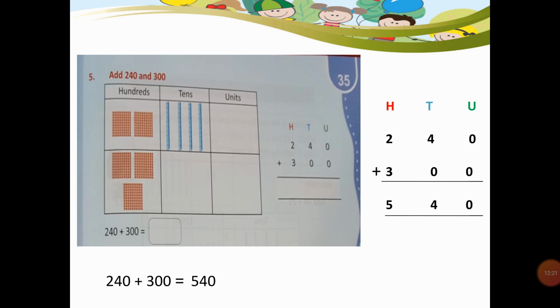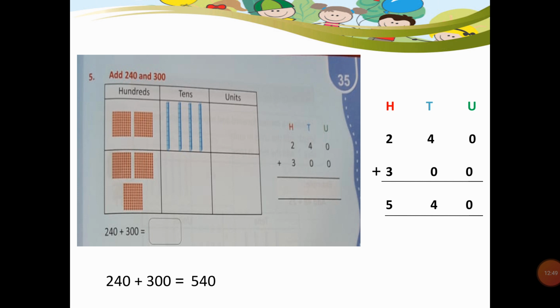Then in 300, we have 3 blocks in the hundreds column. That means we have 300, so we will write down 3 in the hundreds place. Then we have no blocks or no bars in the tens column, so we will write down 0 in the tens place. And we have no units as well, so we will write down 0 in the units place. Now let's start adding the digits in the units place. In the units place we had 0 and 0, so the answer will be 0.